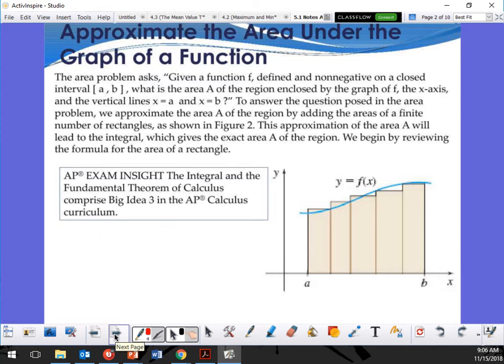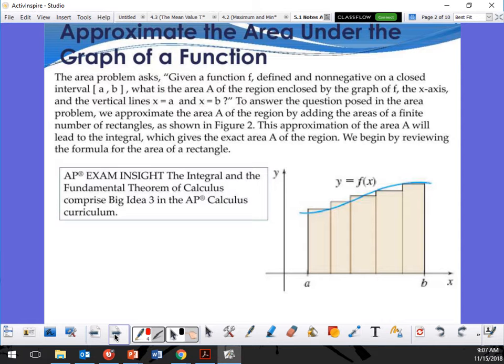So, here is approximate the area under the graph of a function. So we're basically right here. This is big idea 3 in AP Calculus. You guys actually have a big idea 4 for BC, but AB only has 1, 2, and 3. Finding the area underneath here. So let's take a look.